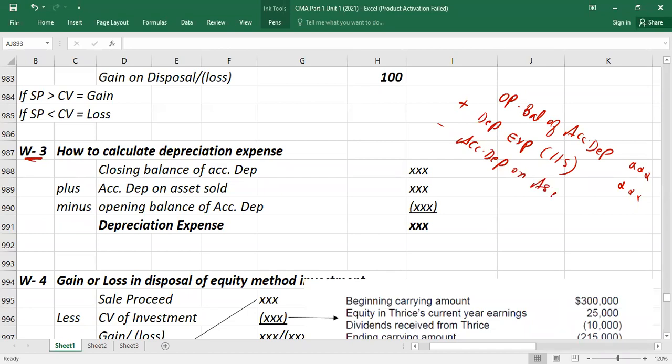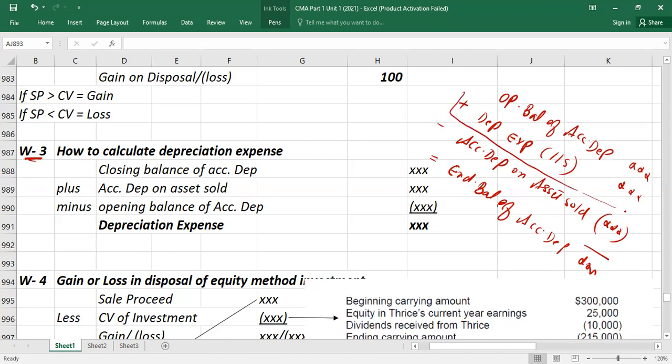on assets sold. Maybe you have sold certain assets during the year. The accumulated depreciation on them should be removed, right? From the statement of financial position, you always deduct it from the accumulated depreciation account. So this will normally give you the ending balance of accumulated depreciation. But here my purpose is to get depreciation expense. In the same way, you can use the word amortization, and you can use an accumulated amortization account similarly.